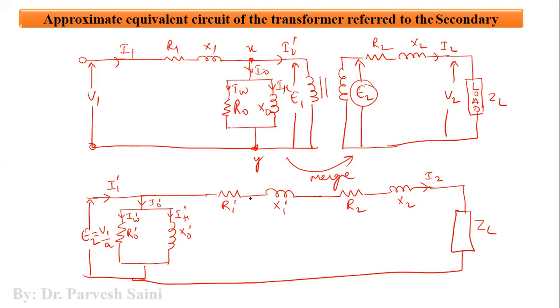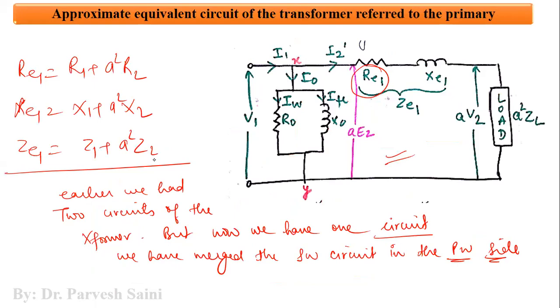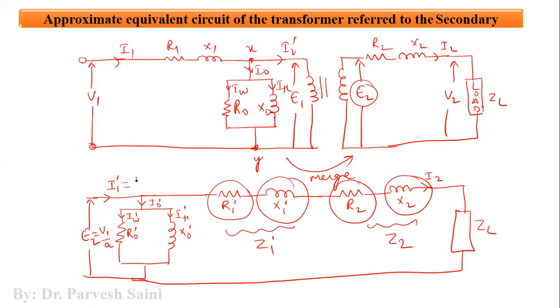Now what we can do is we can add these resistances together. We can add these reactances together. This is Z1 dash. This is Z2, right? So by adding all these and replacing these parameters, like I1 dash will be equal to I1 into A, I naught dash is equal to I naught into A, and similarly I mu dash will be equal to A I mu, because all the currents, when we are merging the primary side into the secondary side, all the currents of primary will be taken as the product of transformation ratio and primary current into secondary, right?